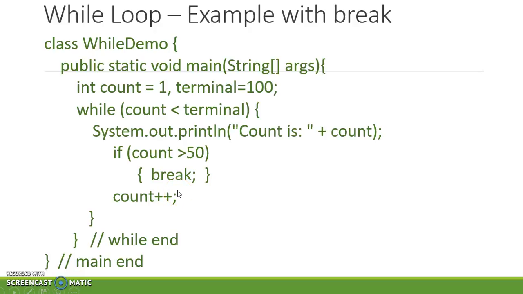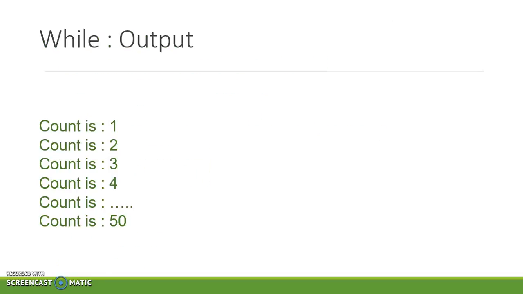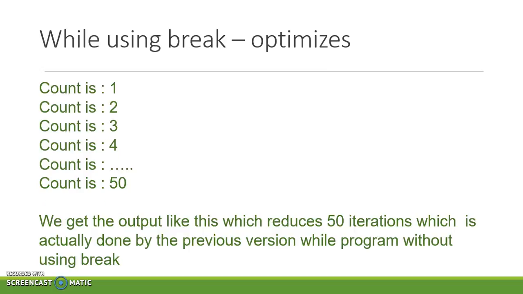So here the output is from 1 to 50 because we are including 50. So it prints the value from 1 to 50, and once the value of count becomes 51, it breaks out of the inner loop, which is our while loop. So it comes out of the while loop and it reduces the 50 executions, which is not actually needed by the program. So the expected output is count is 1 to count is 50.